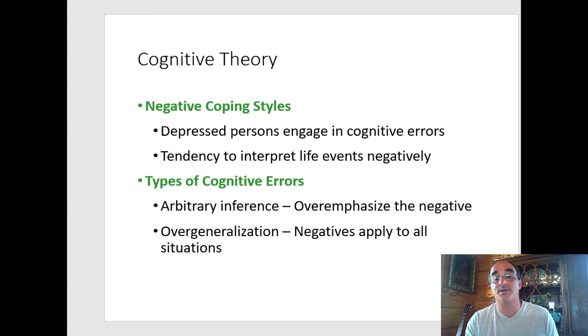Types of cognitive errors are arbitrary inferences, where we overemphasize the negative. Oh God, that stove again, it's always disrupting me. Or overgeneralizations, where we begin to have negatives applying to all situations.